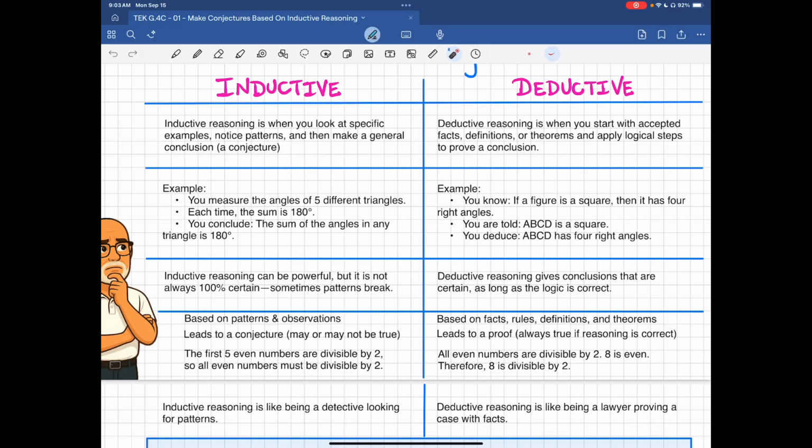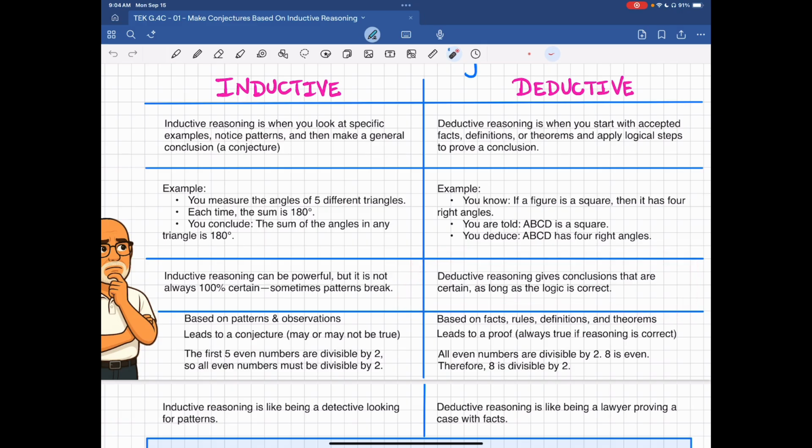Inductive, you're looking at patterns or specific examples, and then deductive, you're looking at a rule, and then you're given a situation and you're applying that rule to the situation and coming up with a logical conclusion. Okay? Inductive reasoning can be powerful, but it's not always 100% certain, okay? Sometimes the patterns may break. For deductive reasoning gives conclusions that are certain as long as you have logically thought through.